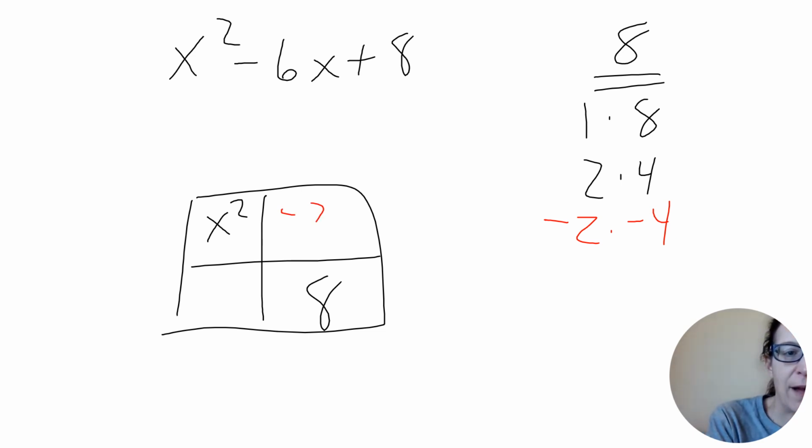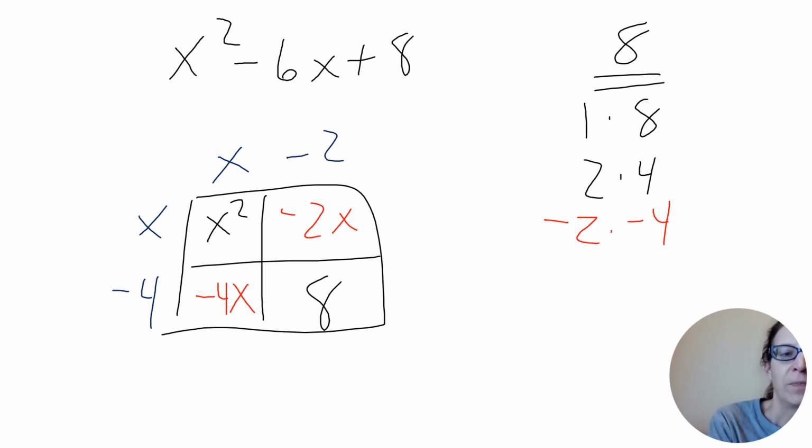So here we'll have -2x and -4x. It does not matter which of those 2 boxes you put them in. Okay, so I put the -2 in the upper right, but you could have put the -4 there. And now we do our factoring. So x times x gives me x squared. X times -2 gives me -2x, and this will be the -4. And when I multiply -4 and -2, I get the +8. So my factors are x minus 4 and x minus 2.